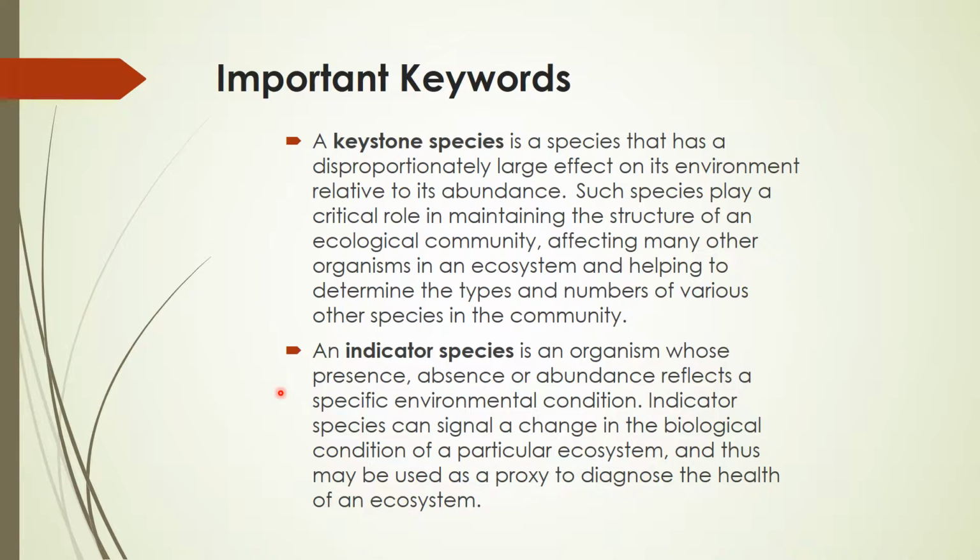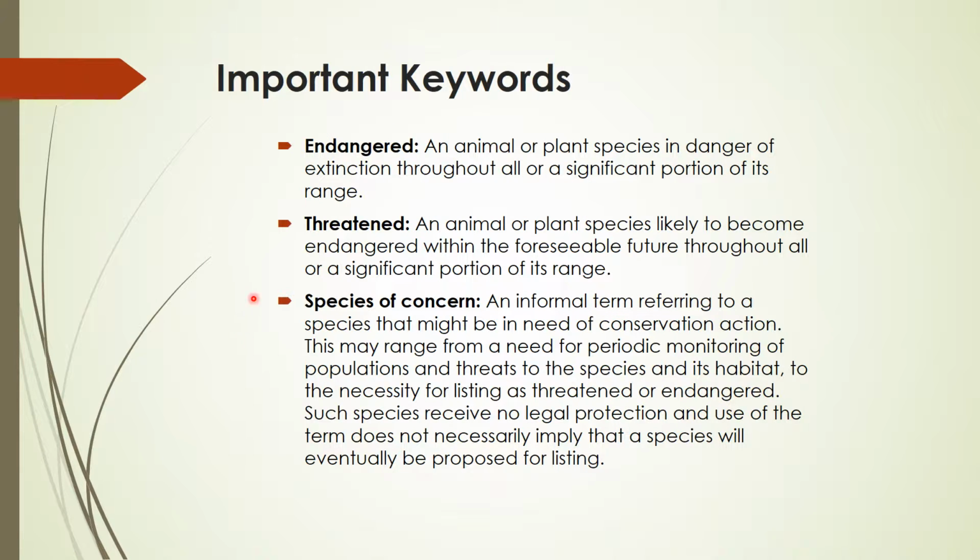An indicator species is one whose presence, absence, or abundance reflects the specific environmental conditions. An example of that might be the Florida panther. Its absence, as in its population decline, is an indicator that development is encroaching into its territory. Okay? And then there's endangered, threatened, and species of concern.